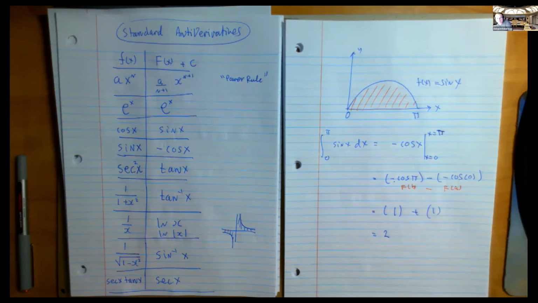Oh. The area under the curve of the sine function from 0 to pi is actually a really nice number. It's just 2.